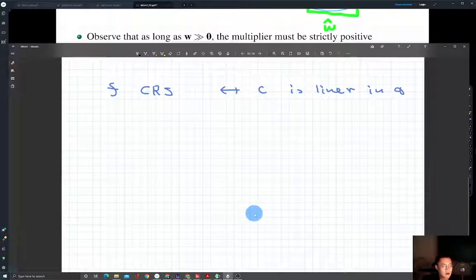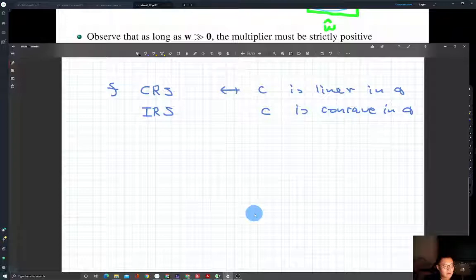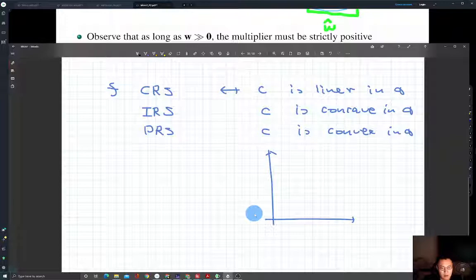And if production technology exhibits IRS, that means by producing more and more, the firm can produce more efficiently. So cost function becomes concave in Q. And finally, if the production technology exhibits DRS, then cost function is convex in Q. Yeah? So if we draw the cost function with respect to Q, regarding this cost function as a function of Q, we pin down input price fixed.